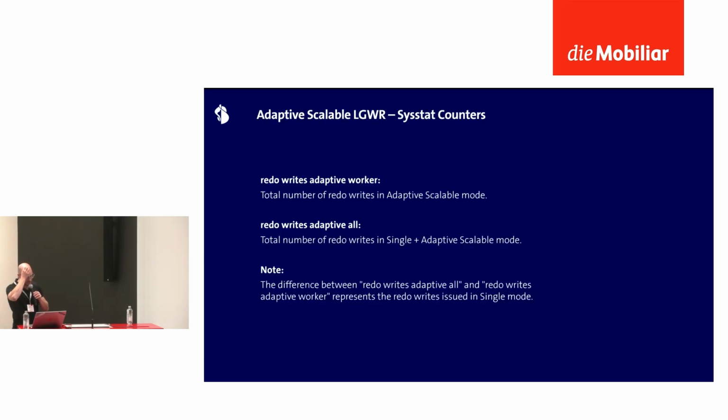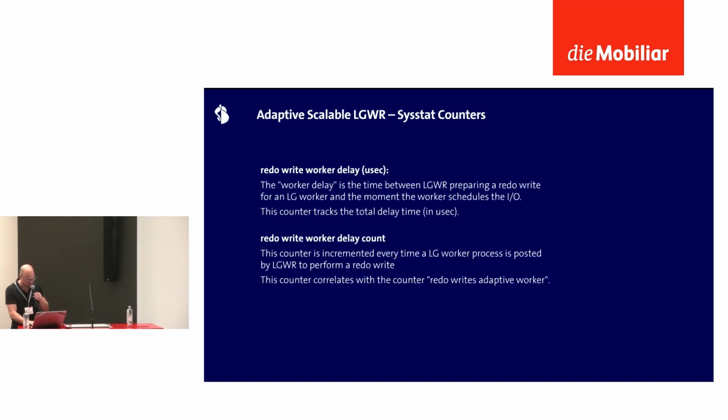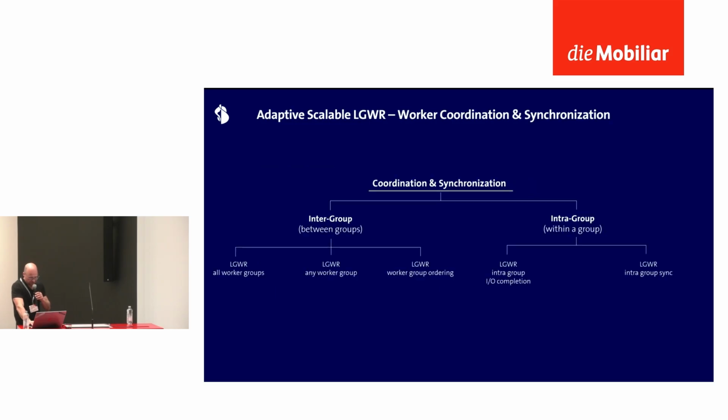There are a bunch of statistics counters in V$SYSSTAT that show you what LogWriter is doing behind the scenes, but they are, again, not that well documented, so I just added them here. I'm not going to read through them now to save some time, but it's basically just the number of writes and how much time we spend in that worker delay, etc.